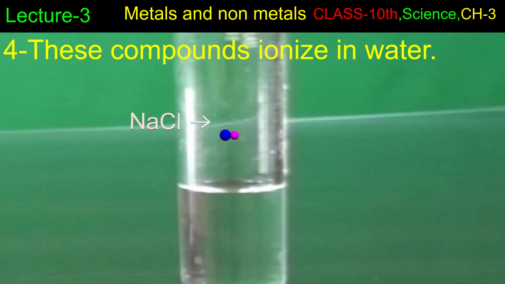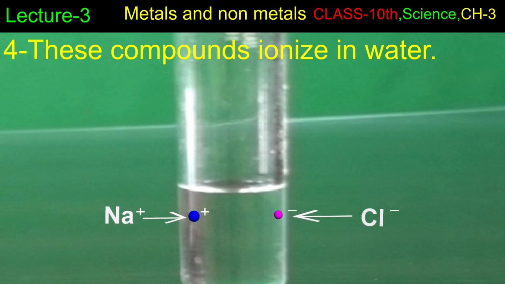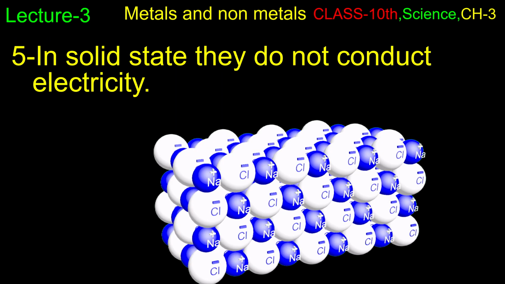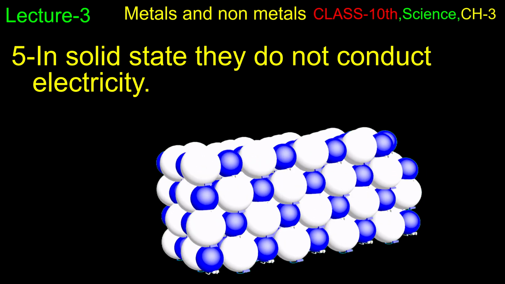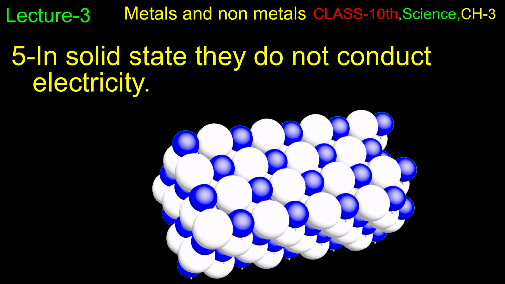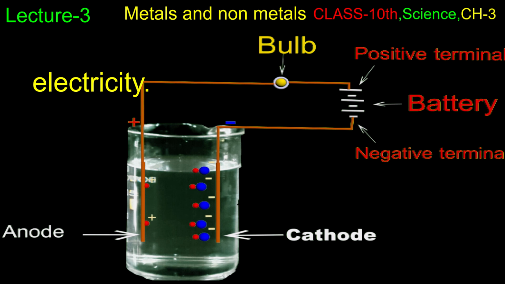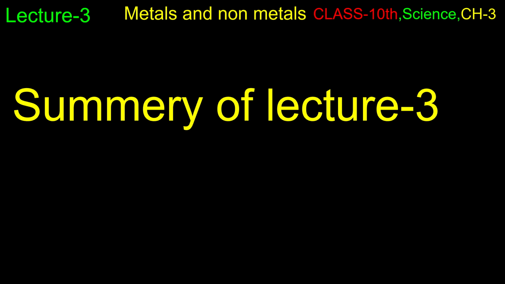Number 4, these compounds ionize in water on being dissolved. Number 5, in solid state, they don't conduct electricity because ions are strongly bound with each other. But in molten state, or when they are dissolved in a suitable solvent, they conduct electricity because the ions get separated. In the end, I summarize this lecture.